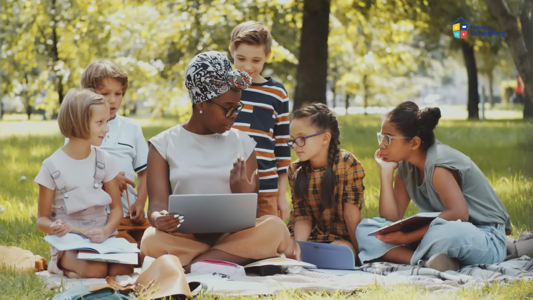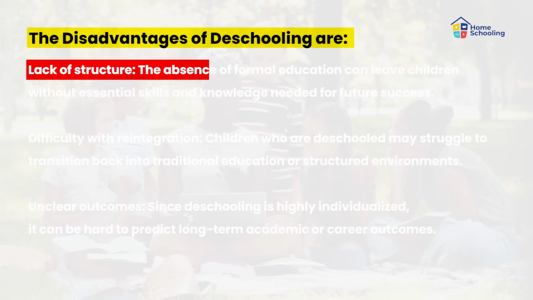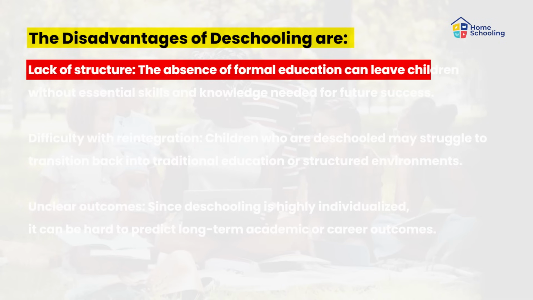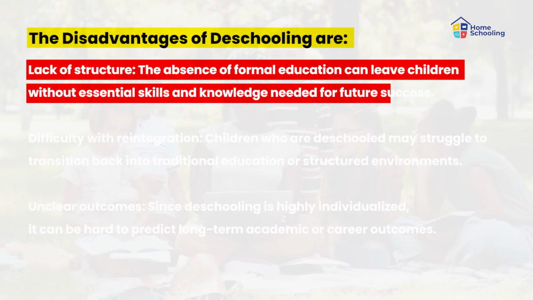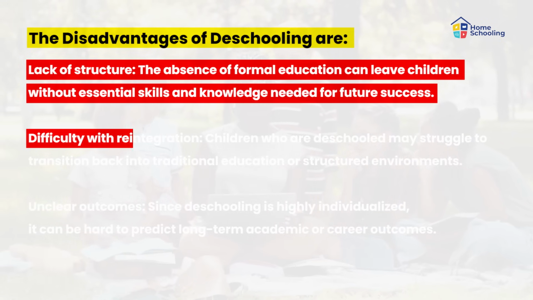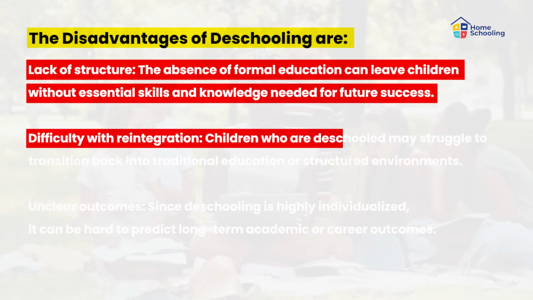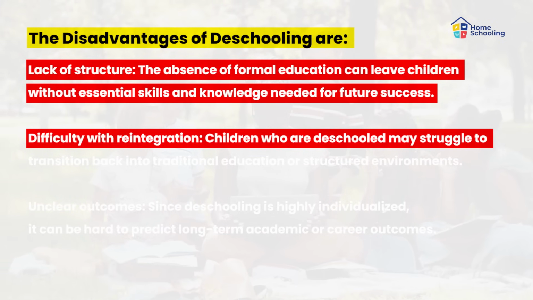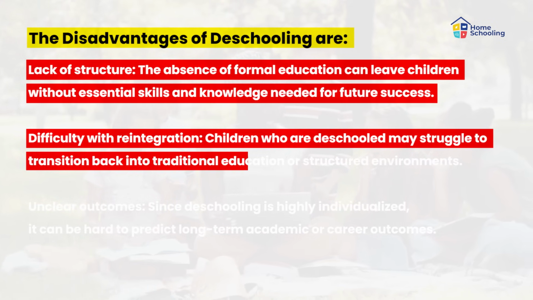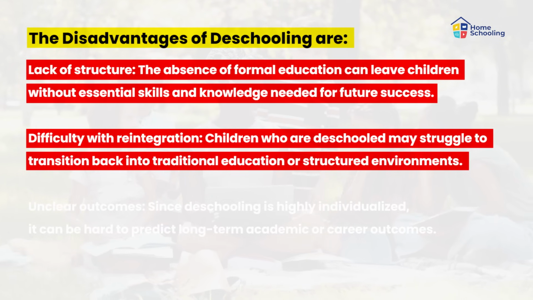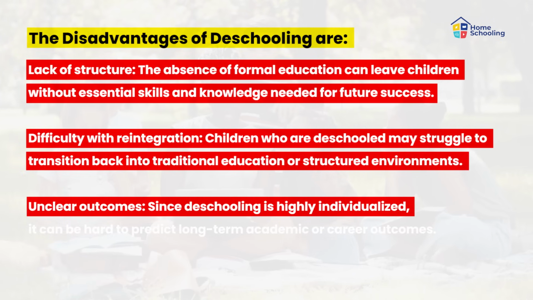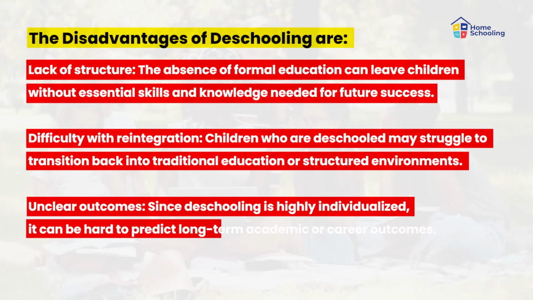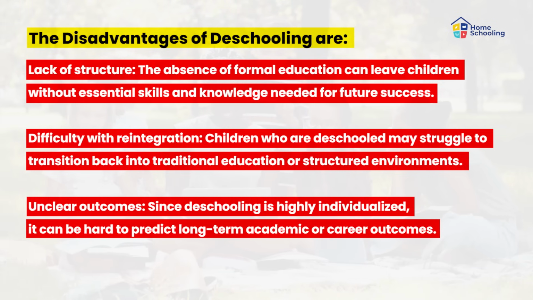The disadvantages of Deschooling are: lack of structure. The absence of formal education can leave children without essential skills and knowledge needed for future success. Difficulty with reintegration. Children who are deschooled may struggle to transition back into traditional education or structured environments. Unclear outcomes. Since Deschooling is highly individualized, it can be hard to predict long-term academic or career outcomes.